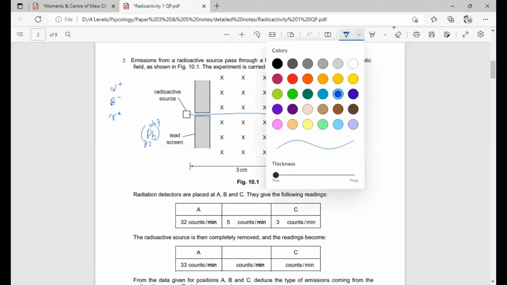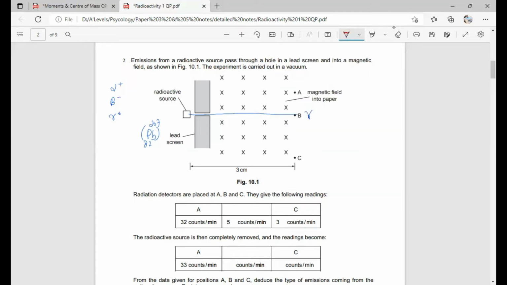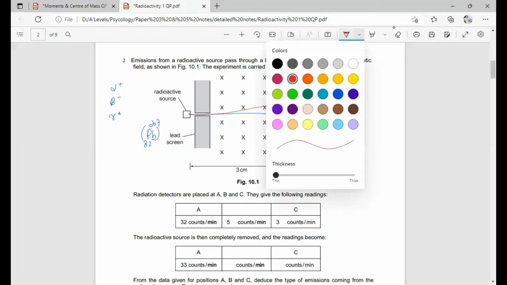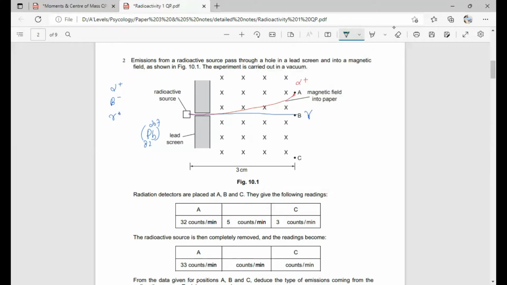We get gamma because it has no charge. Similarly, from the radioactive source at point A, at this point we get alpha, because the alpha rate is slow, so it does not deflect that much. Similarly, the beta one, you will meet it at point C, right?